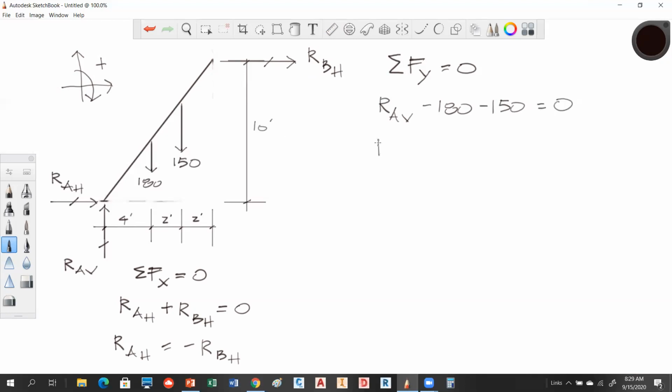So what that tells me is RAV equals 150 plus 180, which gives us a negative 330. It's going to come over as a positive 330. The unit on that, we'll just say that's pounds. So I'm going to call this 330 pounds. What does the positive indicate?